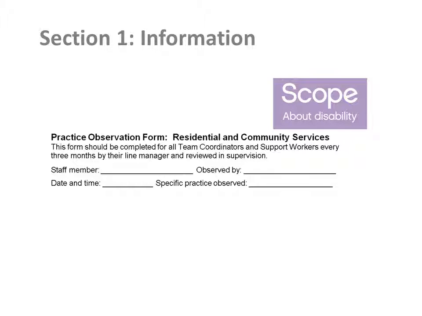So we're going to work through the form and look at each section in turn. So the start of the form is quite self-explanatory. It explains what the form is, and it also says that it needs to be completed every 3 months for support workers and team coordinators by their line manager.